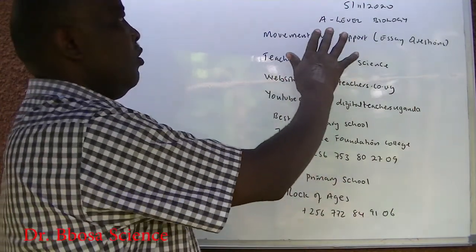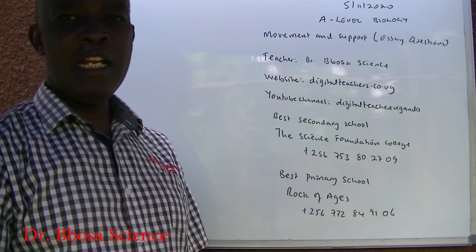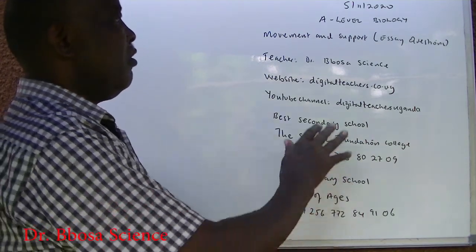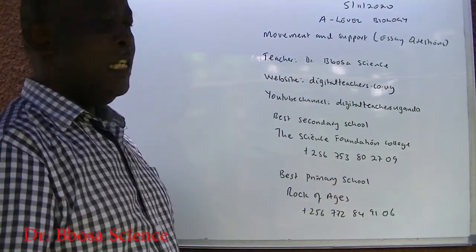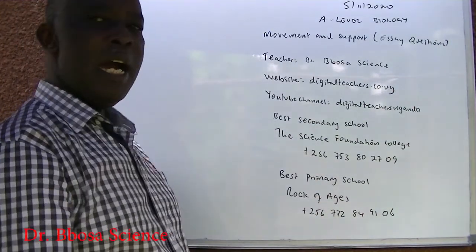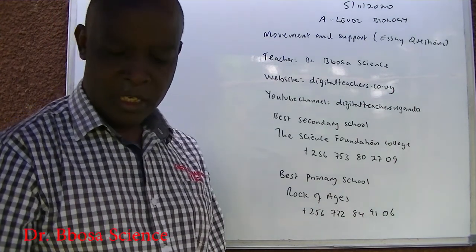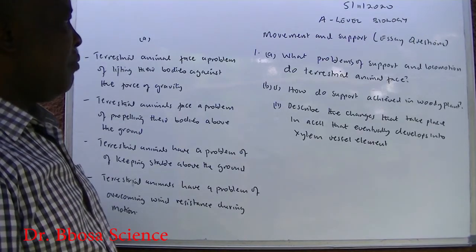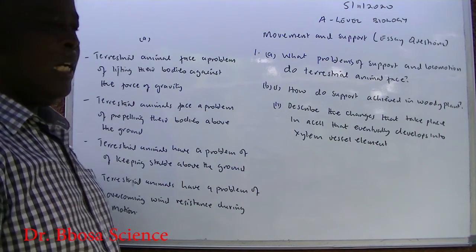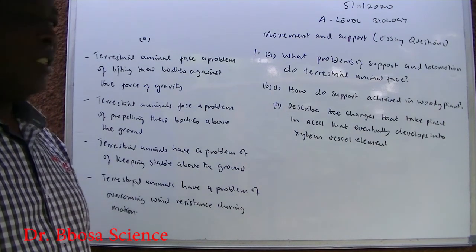Today, 5th November 2020, we are going to revise essay questions in movement and support, A-level biology. Number 1A. What problems of support and locomotion do terrestrial animals face?